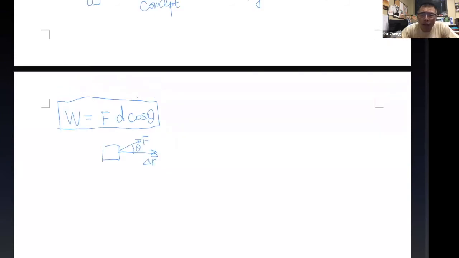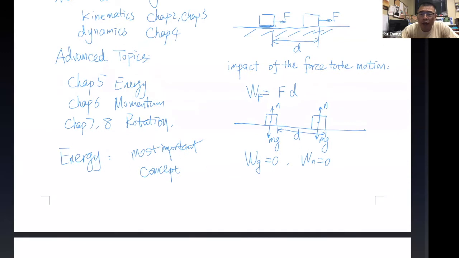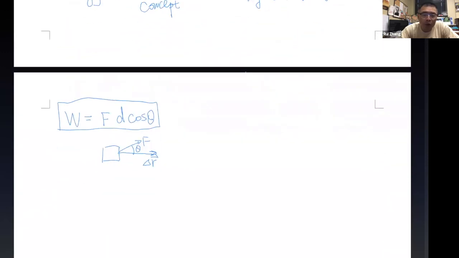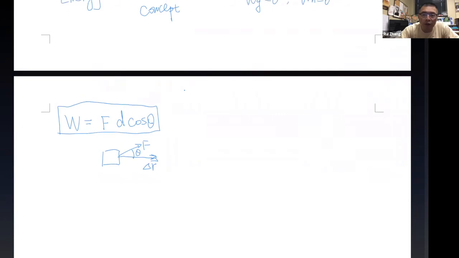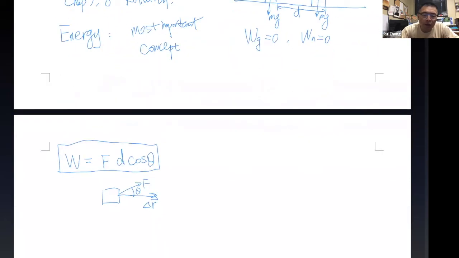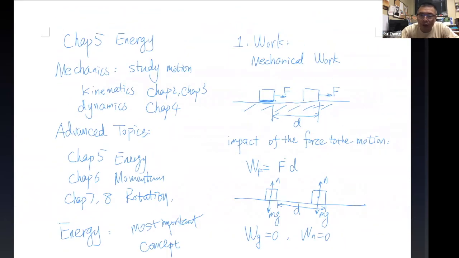So let's go back to our first case. In this case, we have a horizontal force pulling it. So the angle between the direction of force and the direction of motion here is simply 0. And cosine 0 is 1. So for the first case, because cosine 0 is 1, you have W equal to F times D. That's going to be our formula for the work.